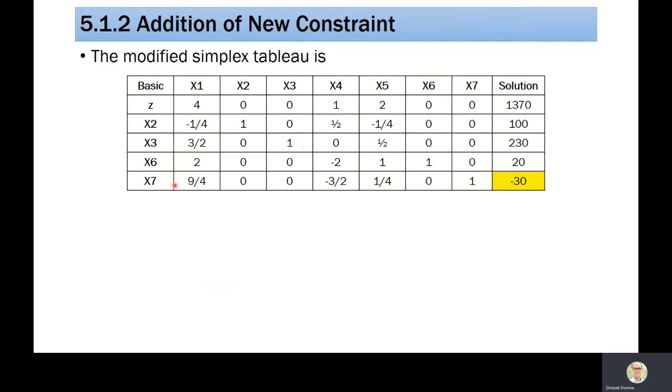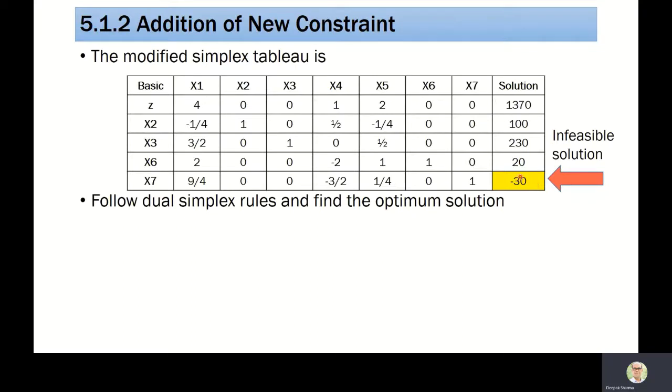When we perform that row operation, the observation is that all the coefficients change. We have the identity matrix coefficient under all basic variables. Now look at the solution. Minus 30 is an infeasible solution. So infeasible means this is going to be the leaving variable, and then we will be finding the ratio, and then find the entering variable.